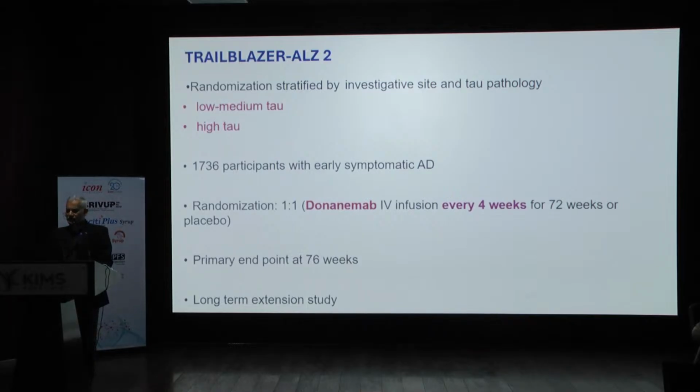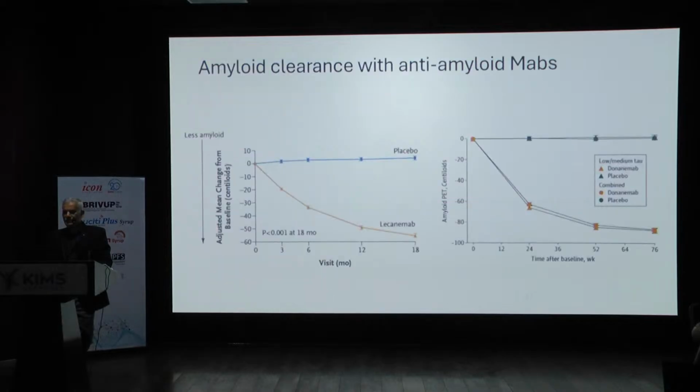So almost 1,736 patients, similar to the Clarity AD, with 1:1 infusion of drug and placebo every 4 weeks. The therapy is a monthly infusion. Again, 18 months of therapy, and after 76 weeks the trial ended, and there was, of course, a long-term extension study following that. So what happened?